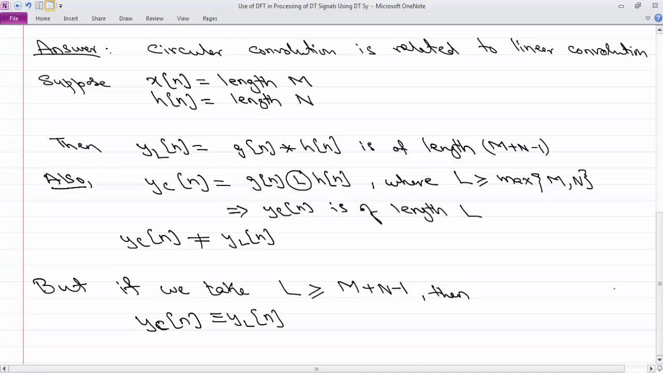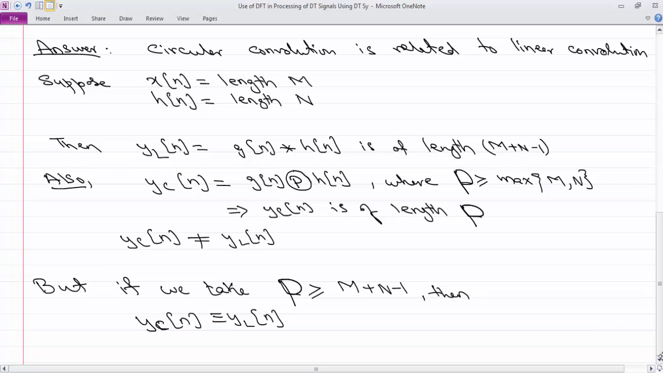Okay, so I am using L at multiple places, so let me actually make it simpler. Let's replace this L by P. So now hopefully it will be better that you are computing a p-point circular convolution, okay? And if your p is bigger than or equal to the length of your linear convolution, then circular convolution becomes equal to linear convolution.